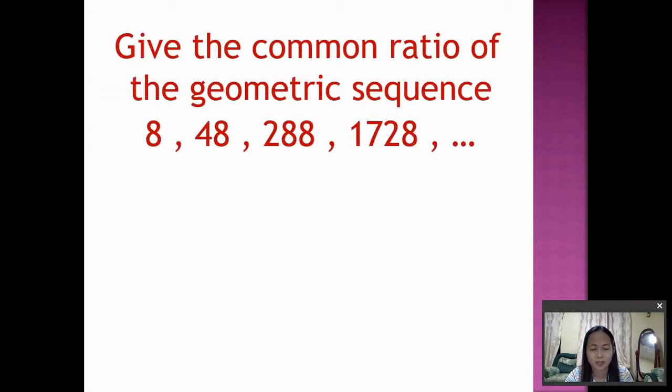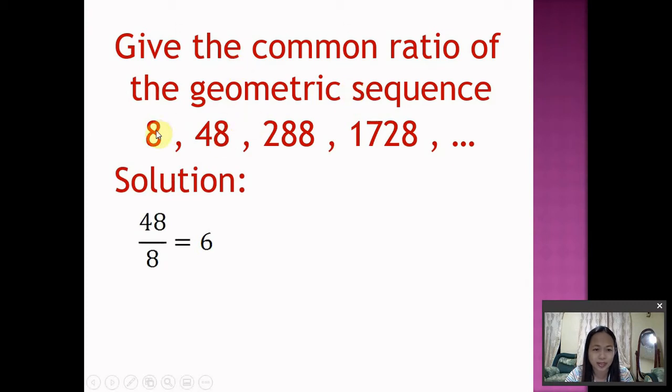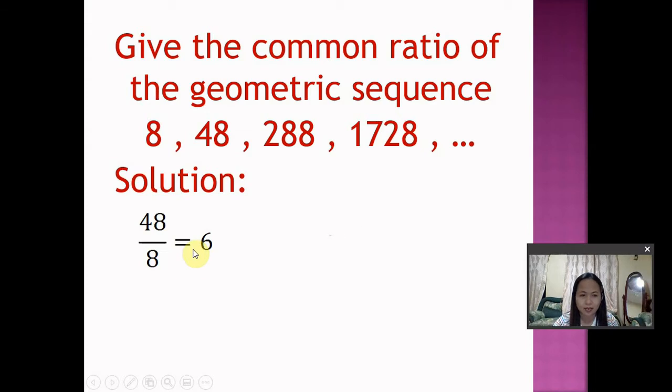Okay, so for example, this one. Give the common ratio of the geometric sequence: 8, 48, 288, 1728. Now, how to find the common ratio again? That is simply dividing a particular term by the term that precedes it. So this will be 48 divided by 8, and that is 6. Another, we can have 288 divided by the term that precedes it, which is 48. So it's 288 divided by 48, and that is 6.